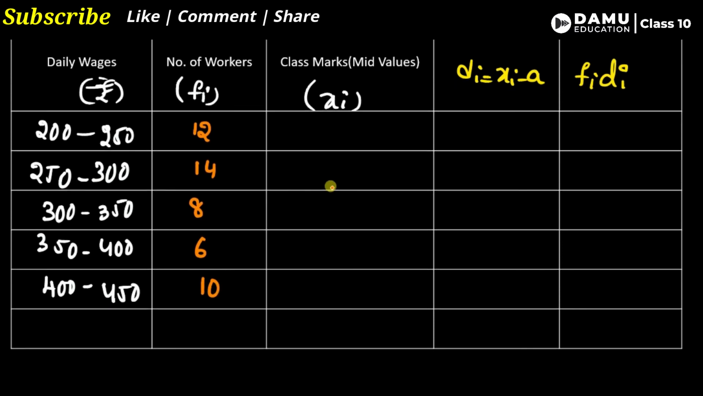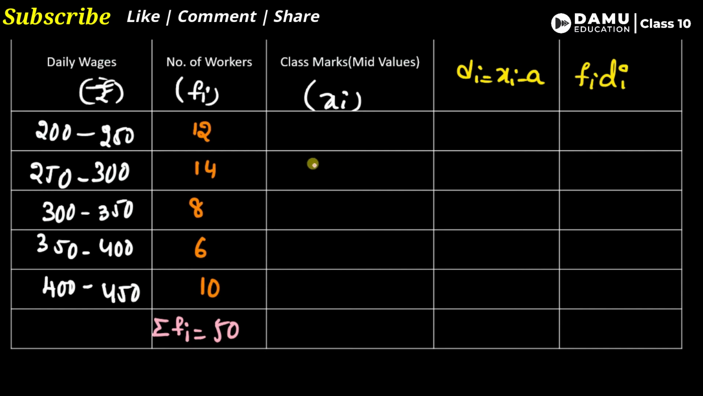Let's find the summation of fi, that is, all the frequency values we need to add. 12 plus 14 is 26, plus 8, plus 6, plus 10. How many members? We get 50.